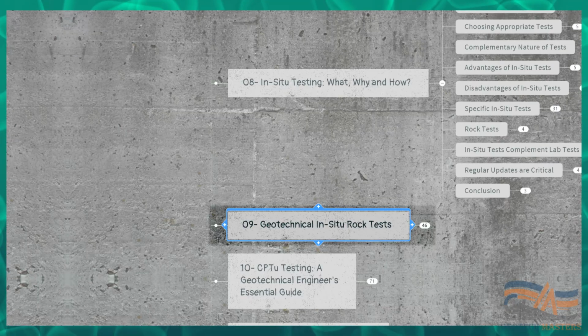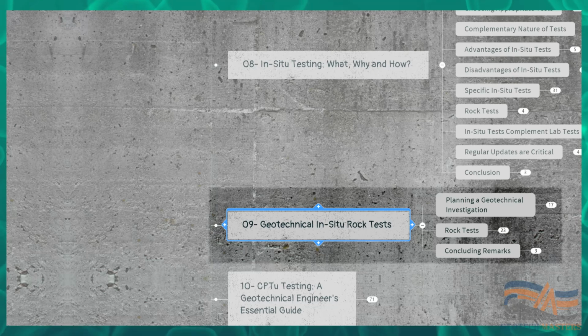With an introduction to common tests like SPT and CPTU, expanding on in-situ methods, Episode 9, Rock Field Tests, Direct Shear, Dilatometer, and more, focused on specific in-situ tests used for characterizing rock masses, emphasizing the importance of field mapping and evaluating rock discontinuities to understand the strength of the rock mass, not just the intact rock.